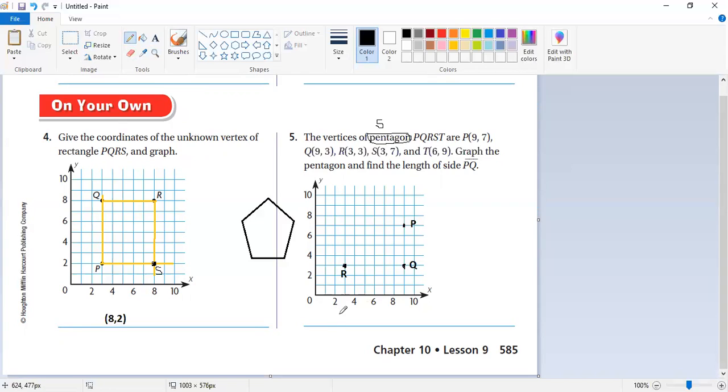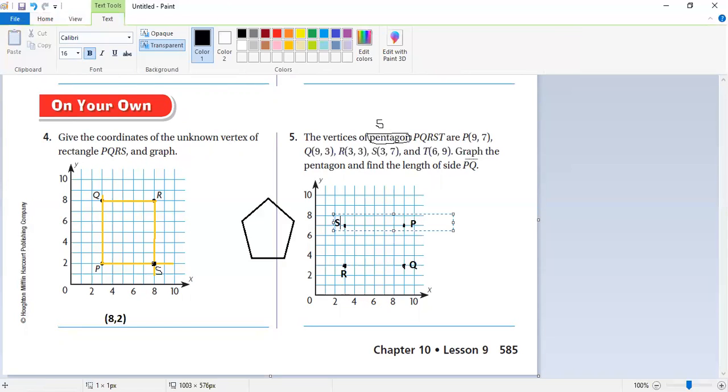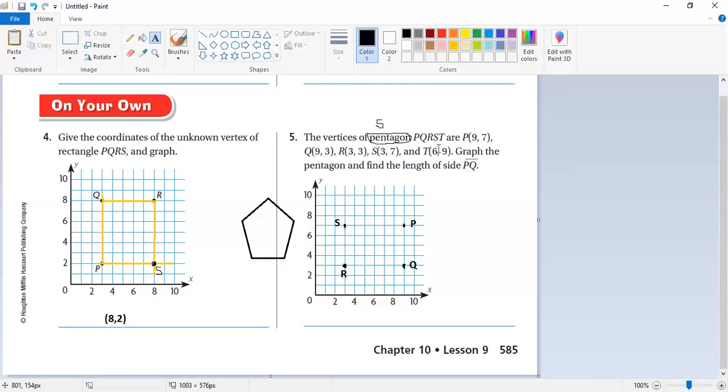Okay, then S is 3, 7. So where is 3, 7? Again, this is 3. Where is 7? This is 6, 7. So for 3, you go up and up and up until you reach 7. So where they will meet is going to be S. So you have to write it as S. Okay, now one more left is T.